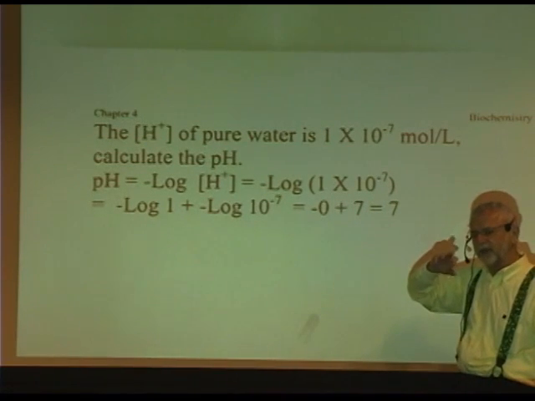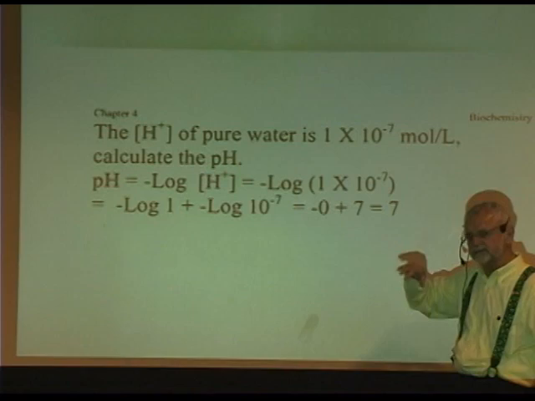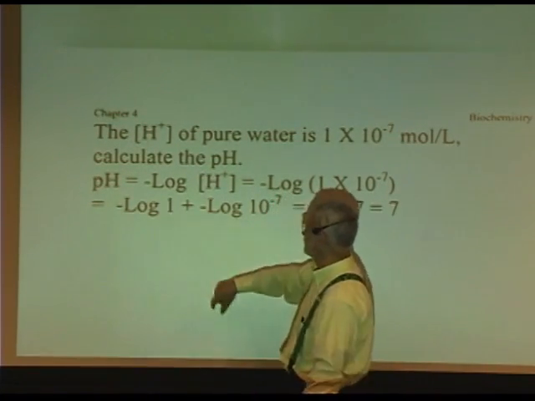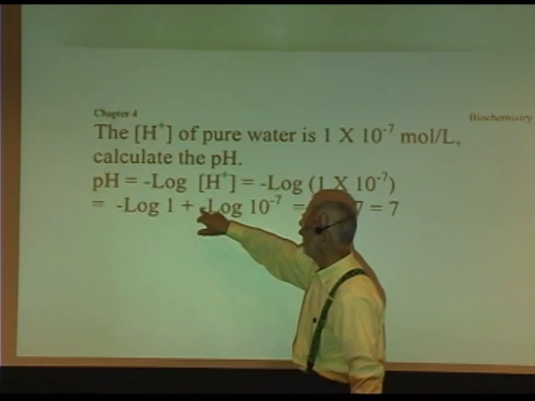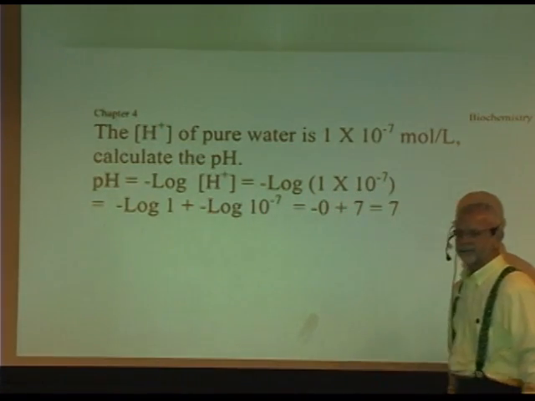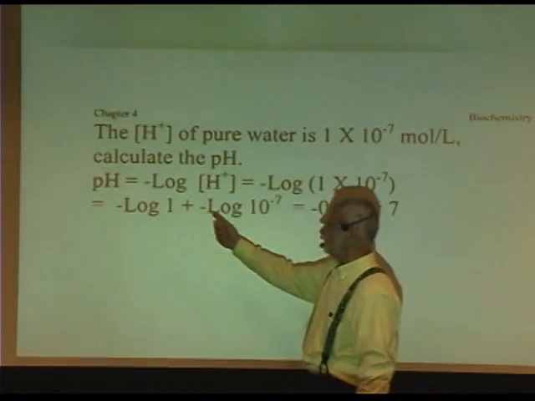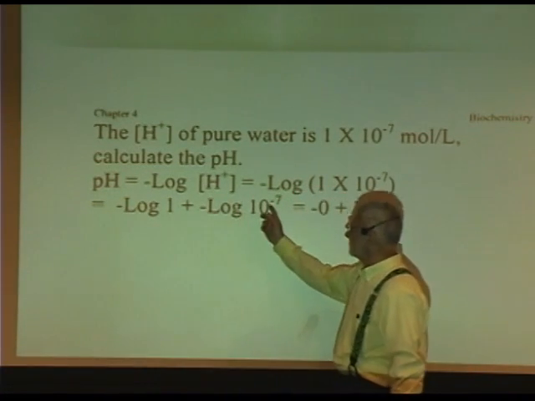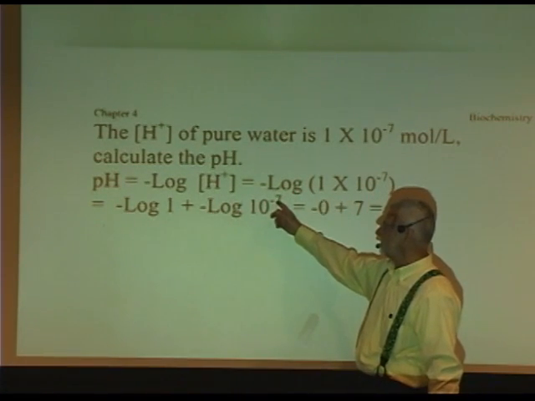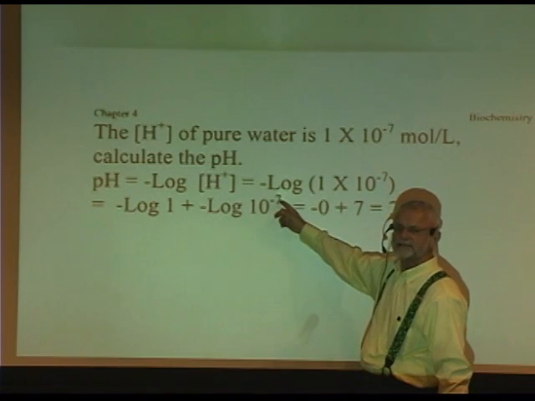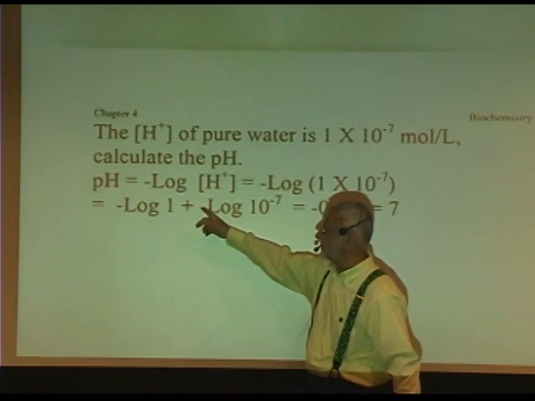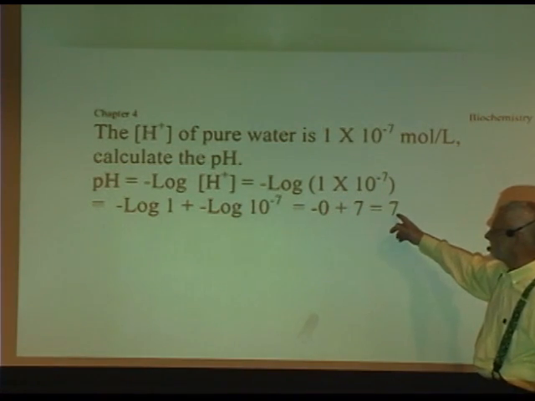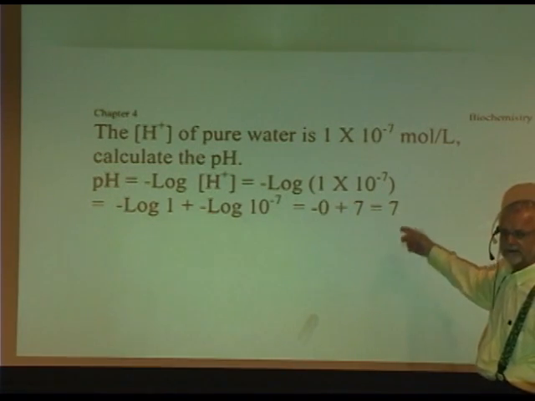And since the log of A times B is equal to the log of A plus the log of B, we can say that this is equal to minus the log of 1, plus minus the log of 10 to the minus 7th. Well, the log of 1 is 0. So this term drops out. The log of 10 to the minus 7th is minus 7. And a minus 7 times a minus gives you 7. So the pH of pure water is 7.